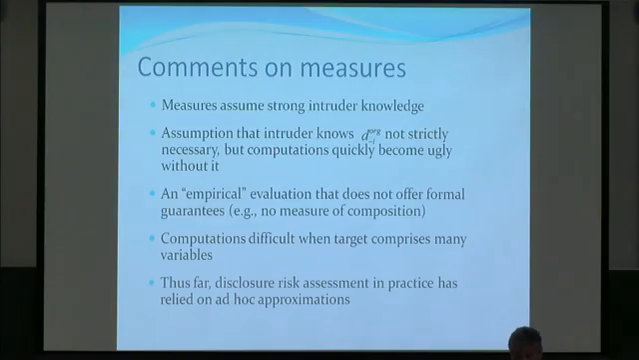Some comments on this. Again, they assume pretty strong intruder knowledge, all but one, which is really necessary for computation in some sense, because without that, it gets really difficult to compute these probabilities, because the space of possible things to worry about is huge. People, when I talk about this, say it's an unrealistic intruder. There is no intruder who knows all but one for one particular target, but it does enable us to do computation, and it can be viewed as a worst-case scenario.